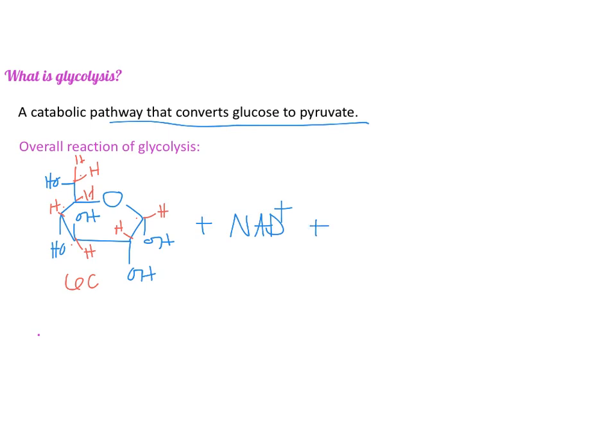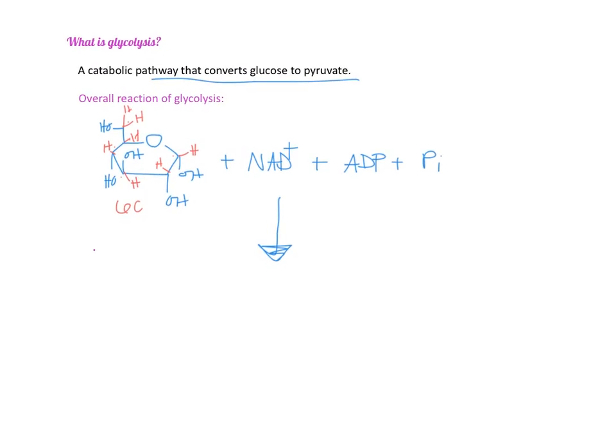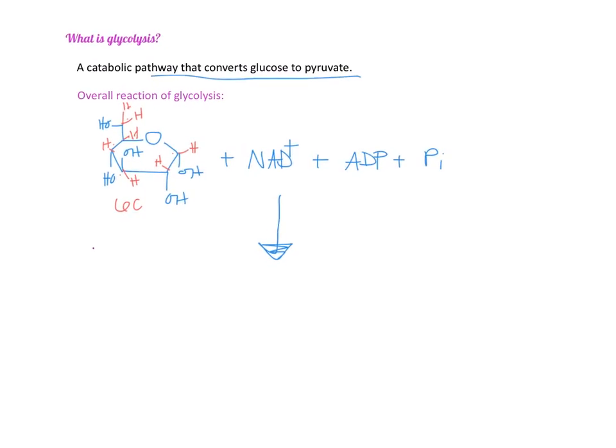We're also going to have some substrate level phosphorylation, so that requires ADP and Pi to be put in here. And so these are all of the overall net molecules that are going in. And what's coming out is pyruvate, again, a molecule that you need to know how to draw.